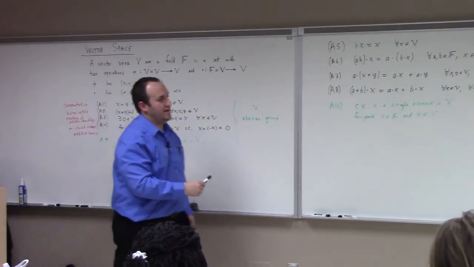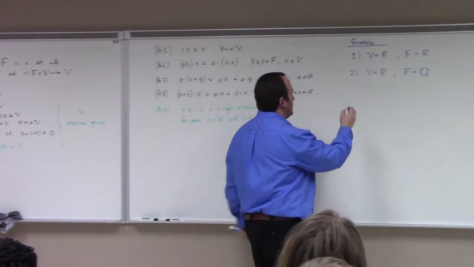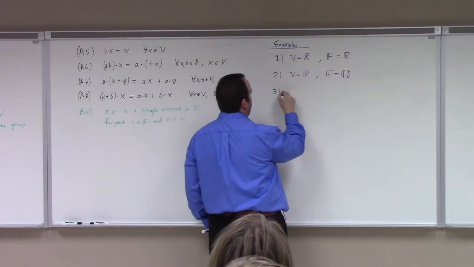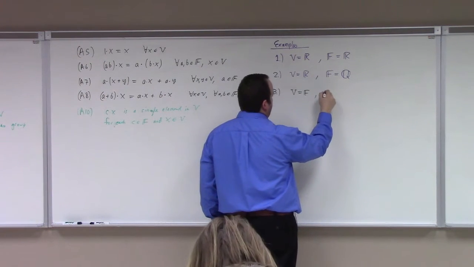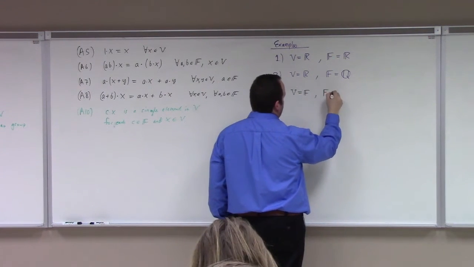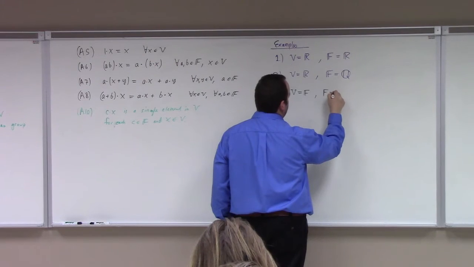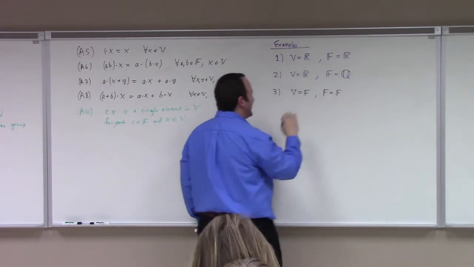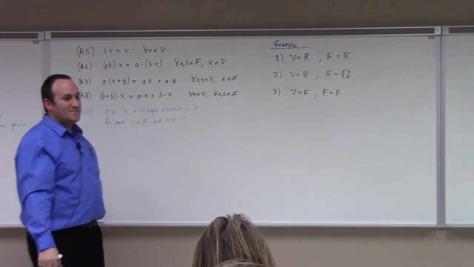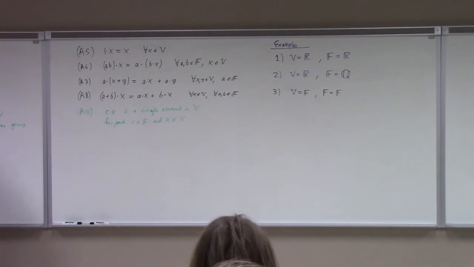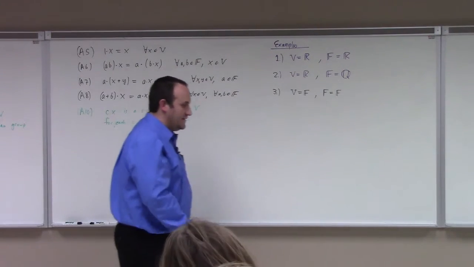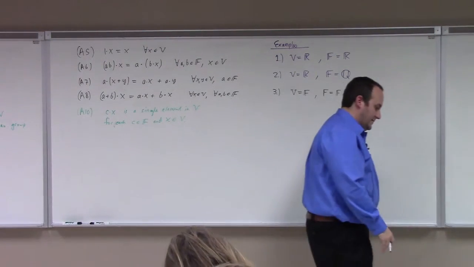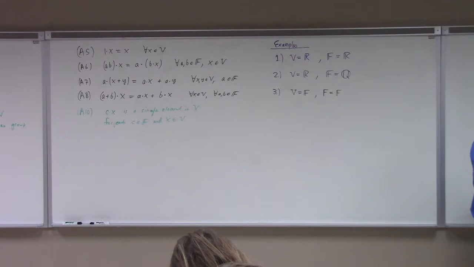But I can go a different direction with these examples. Example 3, I could take this. How about just V is equal to a field? And just take the scalars the same. Sorry, it's hard to see the idea here. But any field is a vector space if you take the scalars from the same field. So like Z mod 3, Z mod 5, Z mod 11 are vector spaces, right?